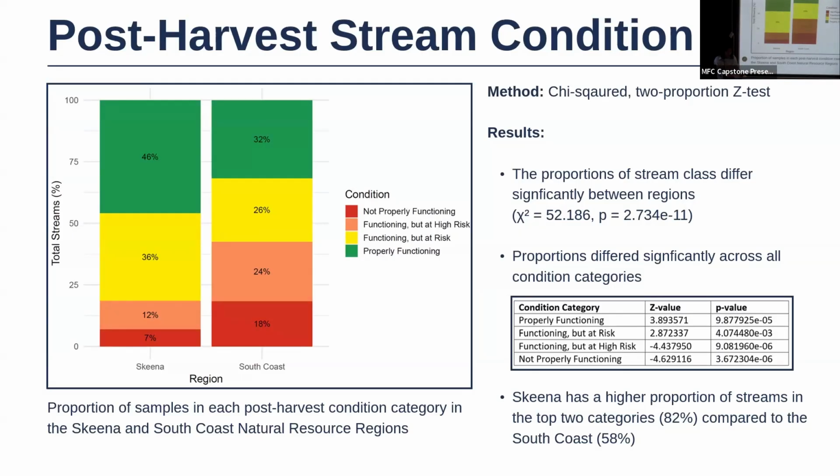Results of the chi-squared test showed that there are significant differences in the proportion of all streams across condition categories between the two regions. This was supported by a two-proportional z-test that showed that the Skeena region specifically had a larger proportion of streams in the top two condition categories and a significantly lower proportion of streams in the bottom two condition categories compared to the South Coast. And this suggests that the Skeena has better post-harvest stream condition overall.